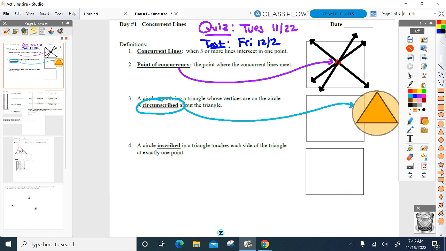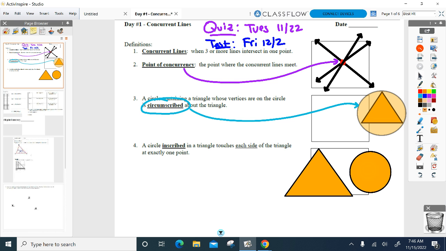So now what I want you to do is draw a triangle first for me. Now draw a triangle again. And now what I want you to do is to put a circle inside the triangle, so it touches all 3 sides. Put a circle inside your triangle that touches all 3 sides.